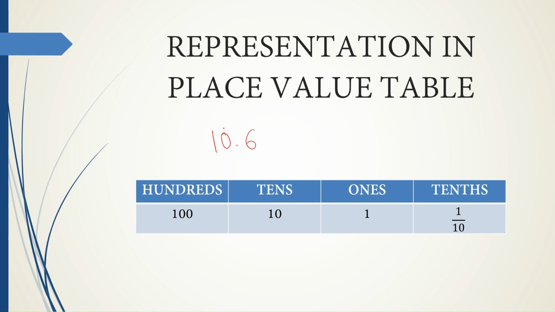10.6. Towards the left of the point is the ones place and the tens place. So we have to start from the tens place, 1, 0, and then 6. Consider another example, 205.9. Towards the left is ones, tens, and hundreds. So we'll start from the hundreds place, 2, 0, 5, and then 9. Like this, we can represent any number using a place value table.